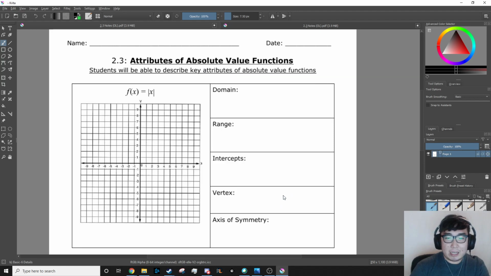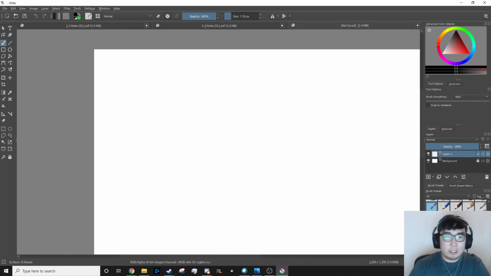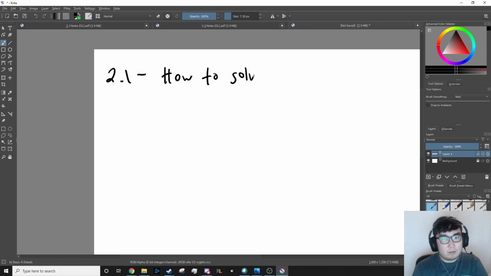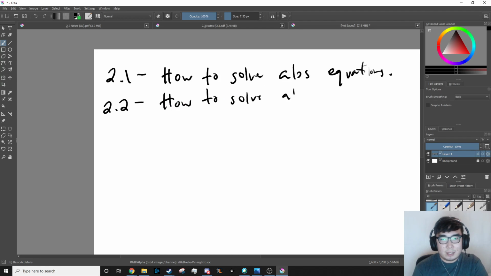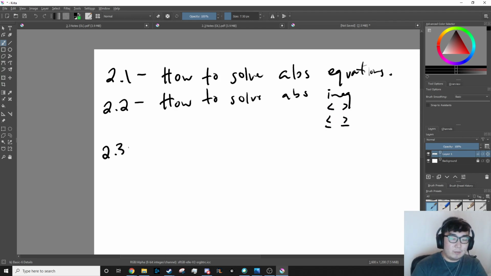So just like a little recap, in 2.1, we learned how to solve absolute value equations. In 2.2, we learned how to solve absolute value inequalities. And this looks like this. 2.3, which is today, we're talking about attributes.